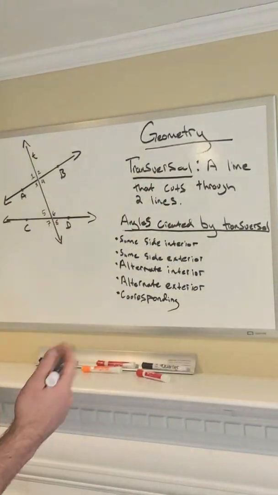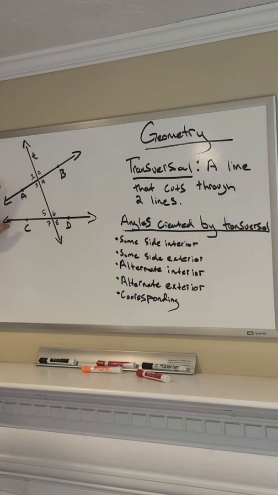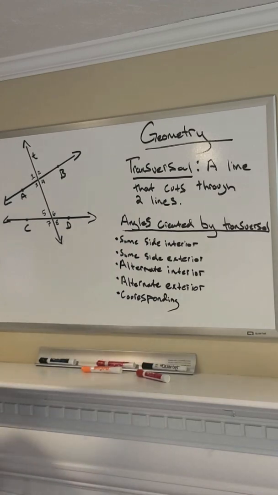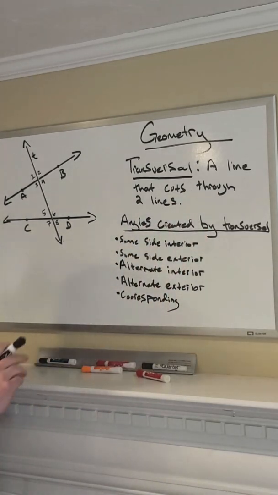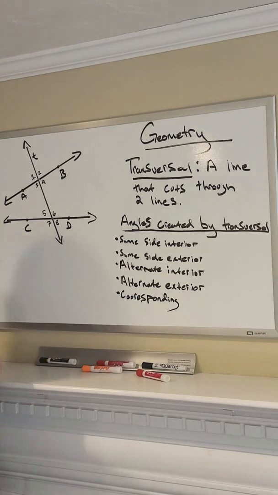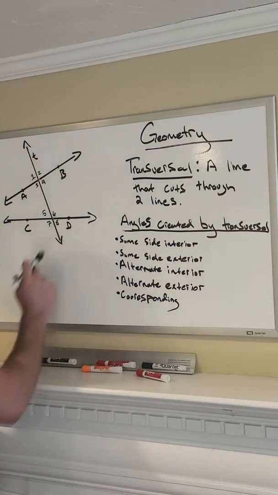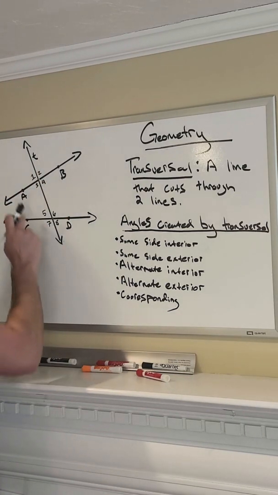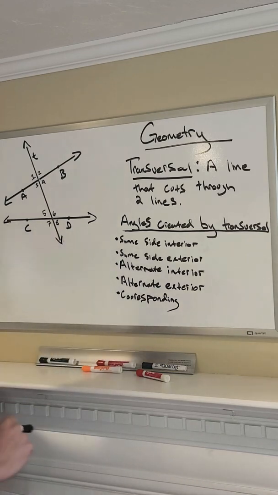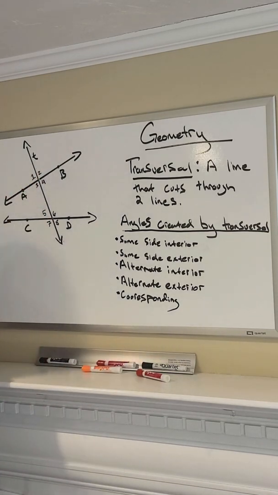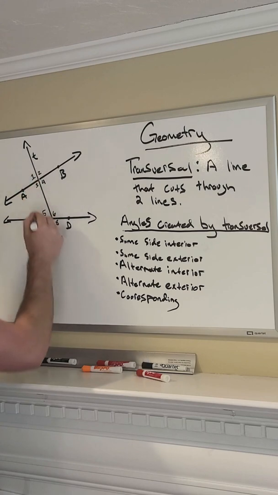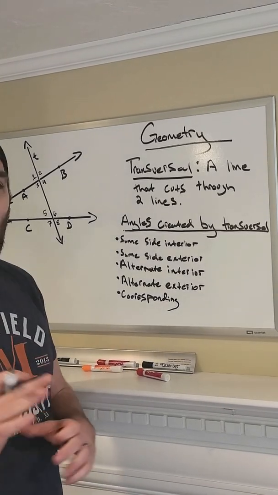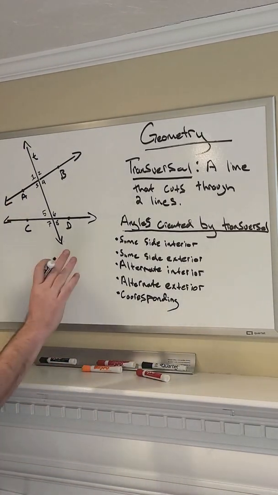Here we have two lines, okay? Two lines going left to right: line AB and line CD. A transversal is a line that cuts through any two lines, and it creates specific angles when it cuts through. We'll label the transversal with a lowercase t. T cuts through lines AB and CD, and it creates these 8 angles right in here: 1, 2, 3, 4, 5, 6, 7, 8. Those 8 angles all have specific names, and that's what we're going to go over today.